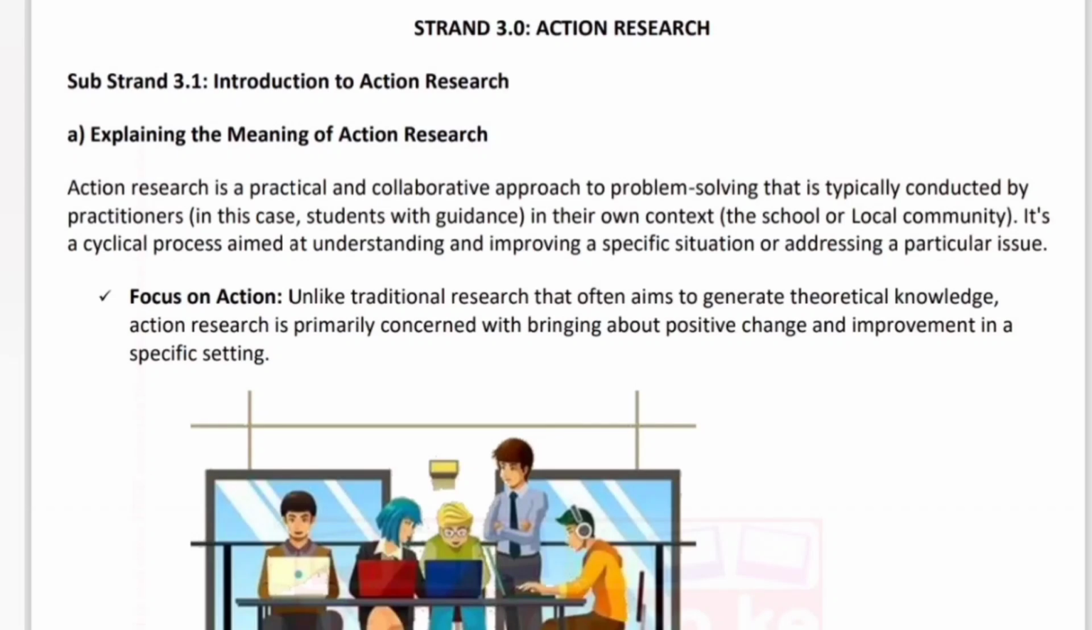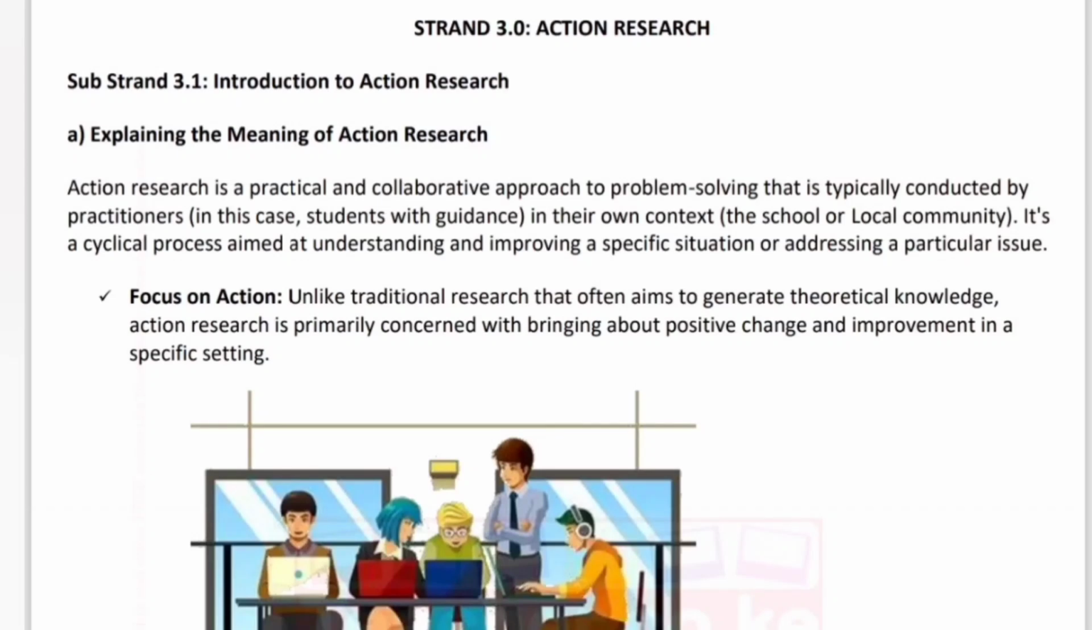And this community you're talking about can be a school or a workplace. So unlike the traditional research where it focuses only on you studying a topic and you build a theory, in action research you take immediate action. The key characteristics of action research is number one, it's context specific. It solves problems within your local school or community.